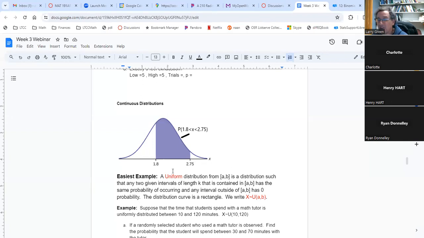Yeah, base times height. So you're going to use that formula a lot in chapter 5, by the way, base times height. Okay, so the uniform distribution, here's a formal definition: a distribution such that any two given intervals of length k contained in A and B have the same probability of occurring, and any interval outside of AB has a 0 probability. Okay? But a much easier way of understanding it is the picture of the distribution is a rectangle. Isn't that easier? Okay, this is something important.